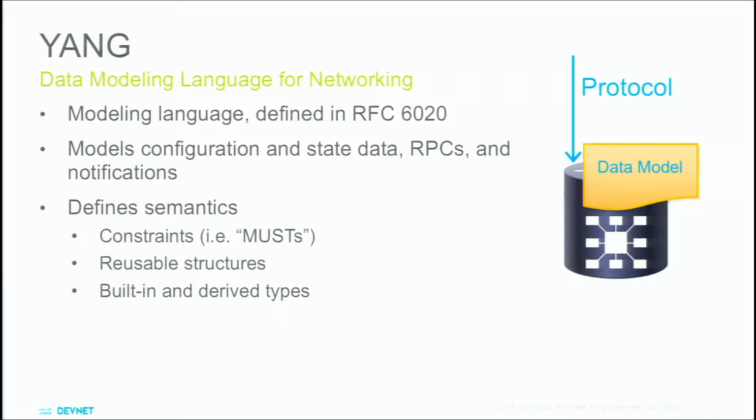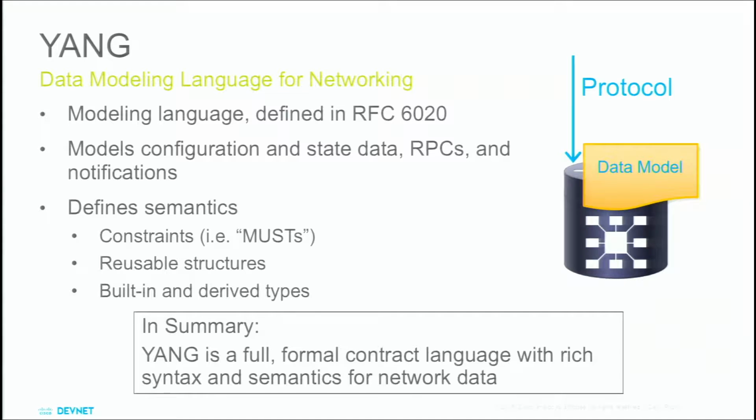So YANG, as I mentioned, is a data modeling language. It could be used for other types of data, but it was specifically defined for network data, by RFC 6020. The key things that YANG really aimed to do were to put some semantics behind what the network data was, to put constraints behind it, to take things that we got used to from the programming space, like predefined types and reusable types, and to apply those to how we would define network data, as opposed to it just being something that was defined by the way the CLI happened to work.